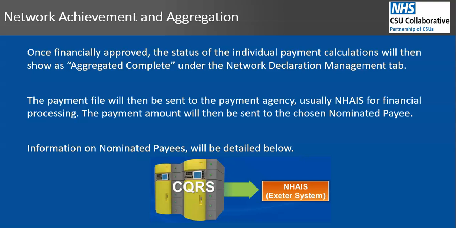Once financially approved, the status of the individual payment calculations will then show as Aggregated Complete under the Network Declaration Management tab. The payment file will then be sent to the payment agency, usually NHAES, for financial processing. The payment amount will then be sent to the chosen nominated payee.